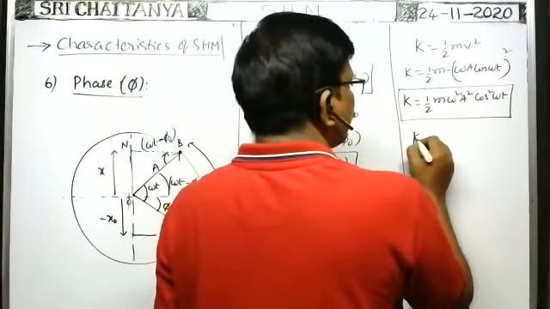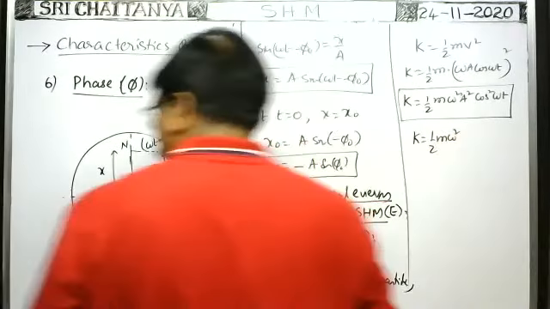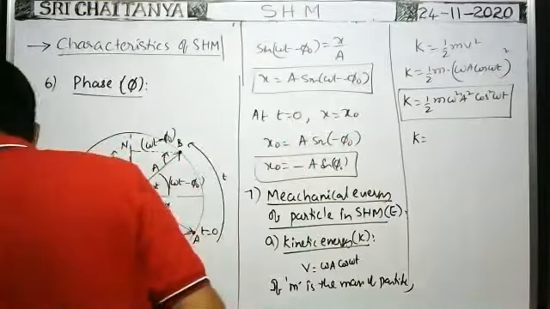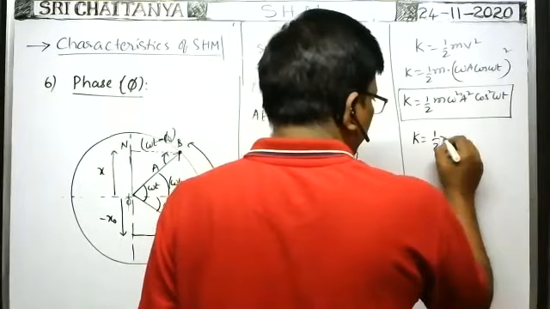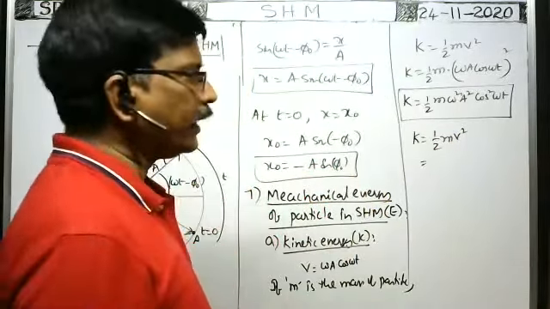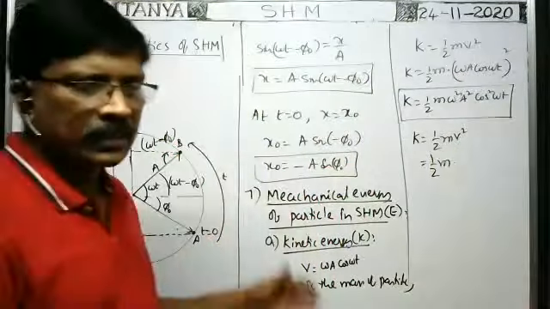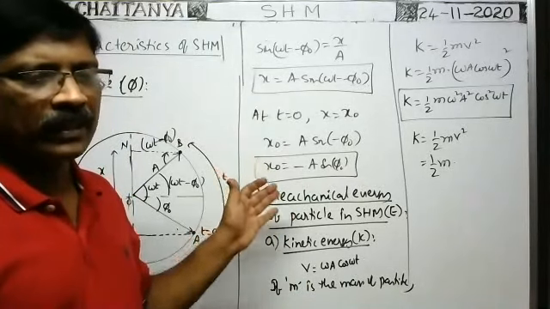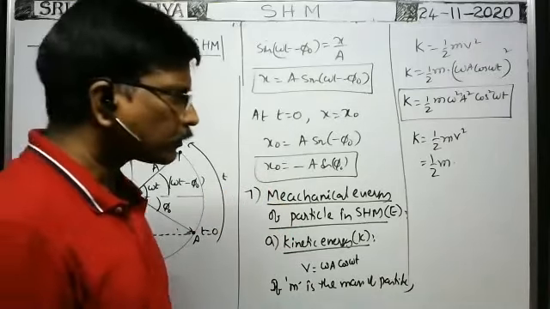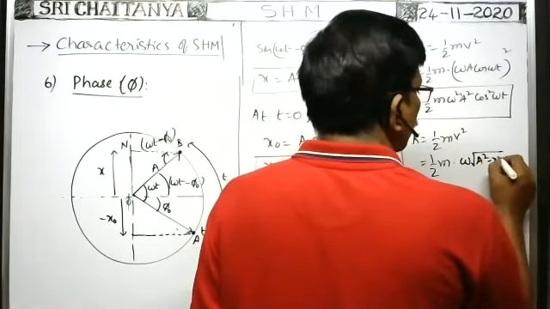And kinetic energy in terms of displacement: the general formula is half m into v square. In terms of displacement, I need the formula for kinetic energy. So in terms of displacement, what is the formula for velocity? Previously we derived the velocity of the particle at any displacement is omega into square root of a square minus x square.